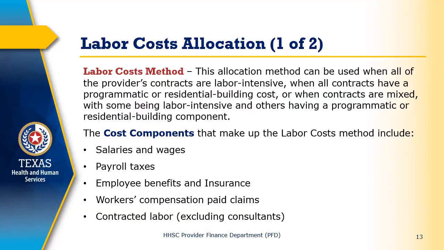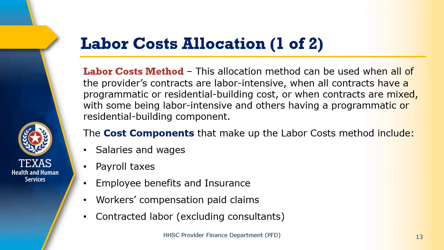Labor costs allocation. This allocation method can be used when all a provider's contracts are labor-intensive, all contracts have a programmatic or residential building cost, or contracts are mixed, with some being labor-intensive and others having a programmatic building or residential building component. It is calculated based on the ratio of directly charged labor costs for each contract to the total directly charged labor costs for all contracts.